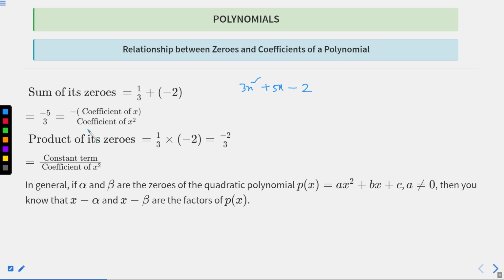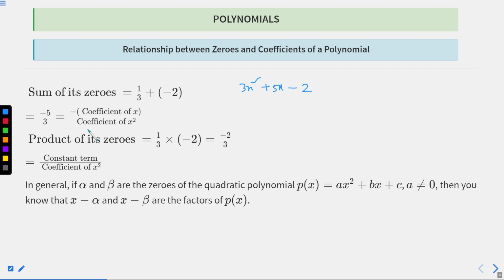Here the constant term of the quadratic polynomial 3x square plus 5x minus 2 is minus 2, and the coefficient of x square is 3. So the product of its zeros is actually equal to minus 2 over 3, which is equal to the constant term of this quadratic polynomial divided by coefficient of x square.